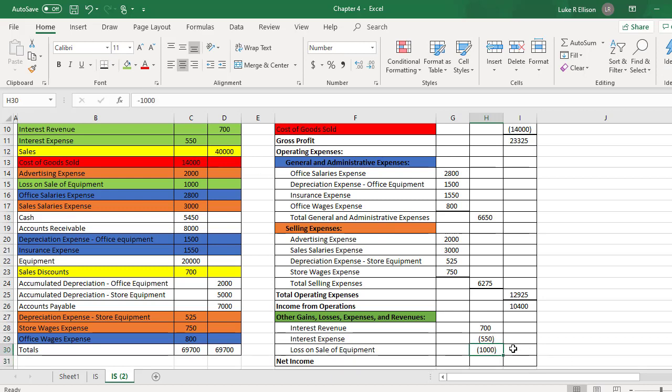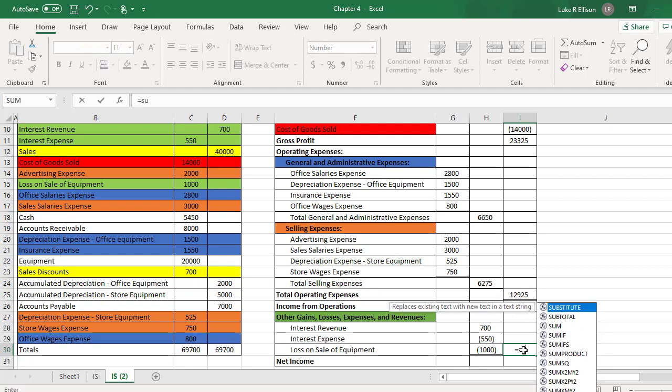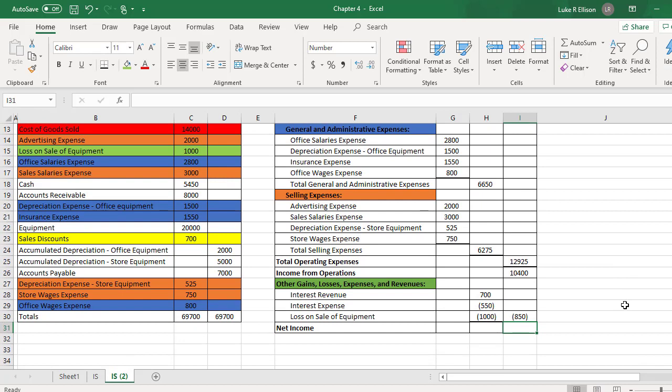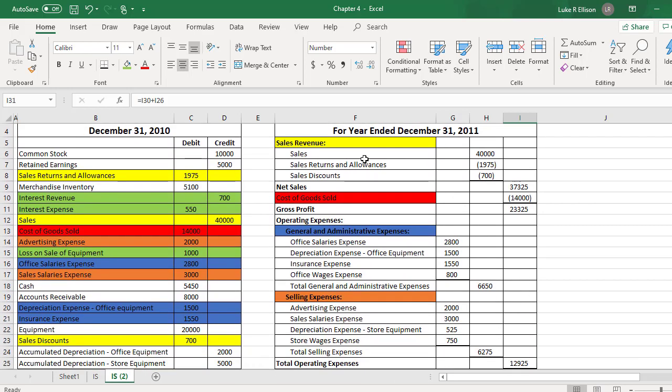So if we add those together, making sure you count the expenses as negatives and the revenues as positive, then you get a total for this section of negative $850. So our final step will be to take our income from operations of $10,400 and subtract our total for the other gains, losses, expenses, and revenues to get our net income. And so we see our net income is $9,550.